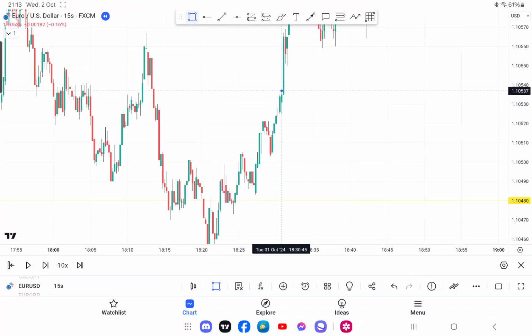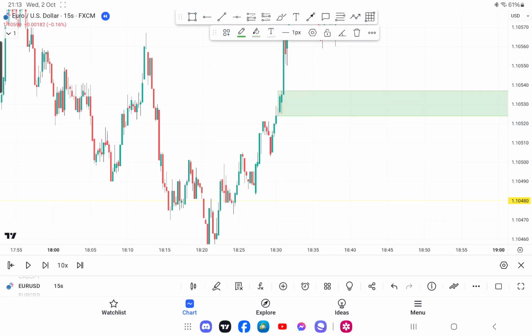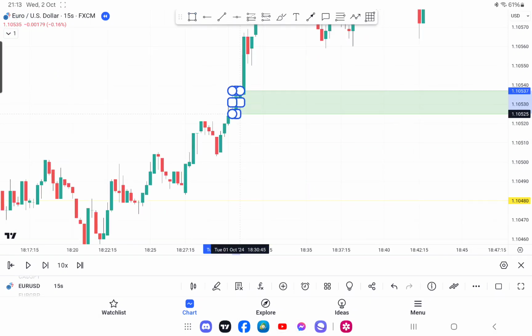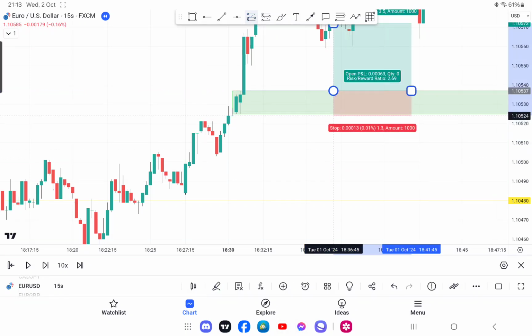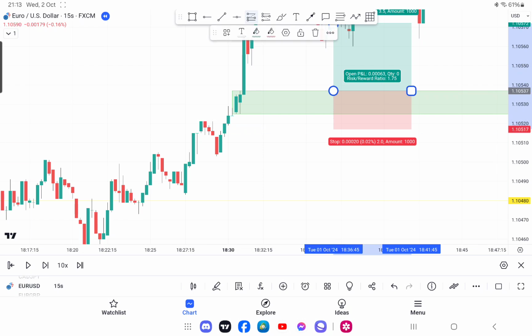So with that imbalance there being so prominent, something along those lines would be what I would set my entry at. So pending would be going on there. So that's a 1.2 pipette zone, so it would allow for a little bit of spread.